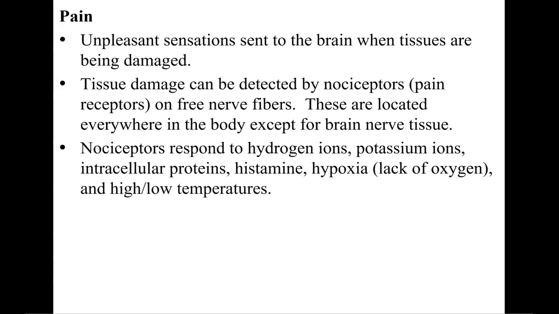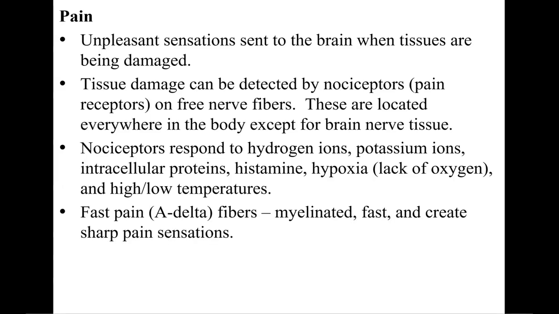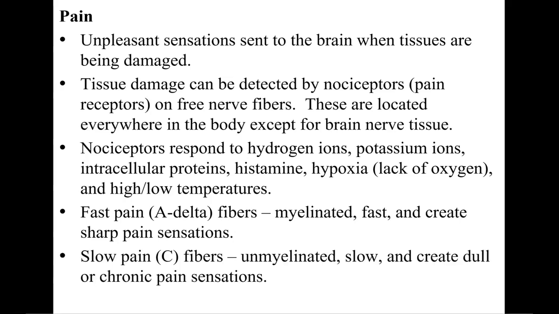Nociceptors respond to hydrogen ions, potassium ions, intracellular proteins, histamines, hypoxia, which is going to be lack of oxygen, and high and low temperatures. You can have fast pain, which is going to be A delta fibers. These are going to be myelinated, fast, and they create a sharp pain sensation. Or you can have slow pain, which is going to be found on C fibers. These are going to be unmyelinated fibers that are going to travel with a slow signal and create a dull chronic pain sensation.